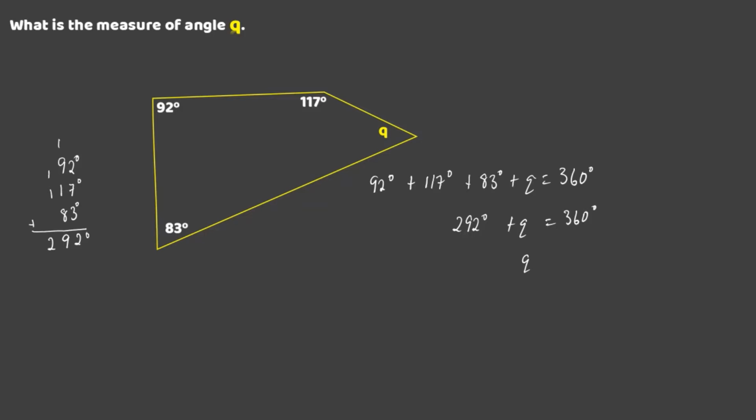And I'm now going to subtract my 292 degrees from 360 degrees to find out the measure that is remaining over. So my 360 degrees minus my 292 degrees. We know that 0 can't subtract 2. We're going to borrow from my 6, making it 5. 10 subtract 2 will give us 8. We're going to borrow from my 3, making it 2 to turn my 5 into 15. And 15 subtract 9 will leave us with 6. So my angle Q is therefore equal to 68 degrees.